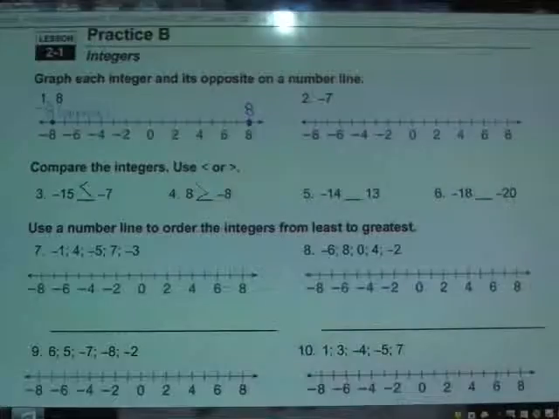In 7 through 10, they're asking us the same thing here for all of these. They're asking us to use a number line to order the integers from least to greatest. So let's go ahead and take a look at number 8. You'll approach 7 and 9 and 10 in the same directions.